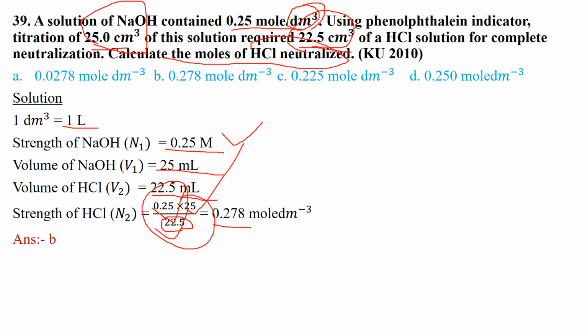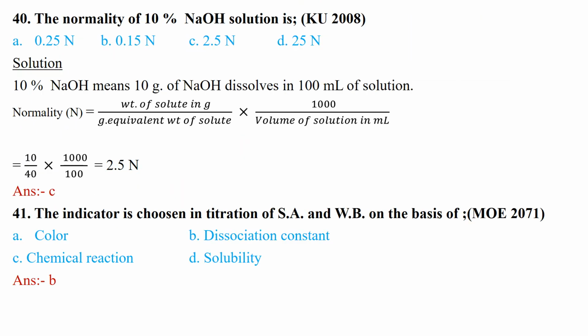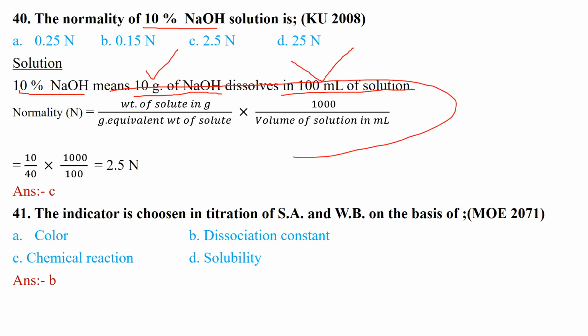dm3 means liter. Simple. The normality of 10% NaOH solution is, we have to calculate the normality of 10% NaOH solution, right? 10% NaOH means 10 gram of NaOH dissolved in 100 ml of solution. Then weight of solute is 10 gram, volume 100 ml. Then just use this formula to calculate the normality.